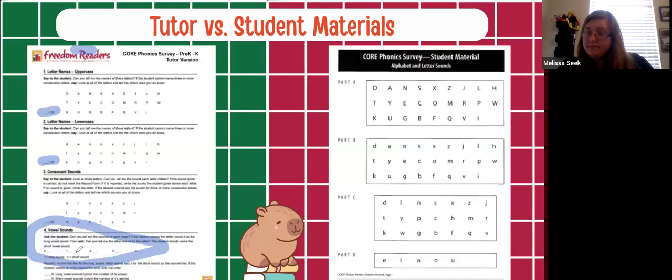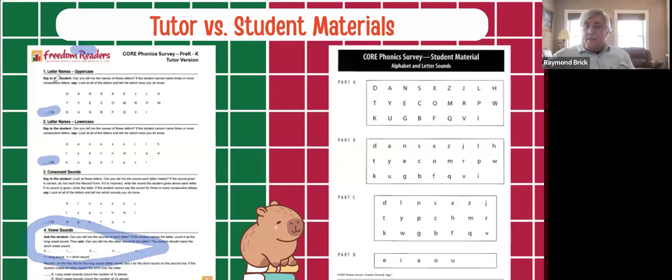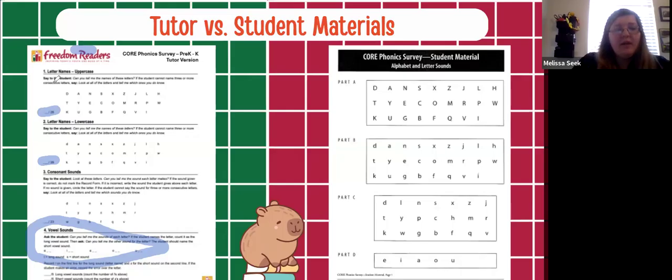If they only say one of them, then they would only get the point for either the long or the short, depending on which one they said. And like I said, this one does not have a time limit. It is self-paced. You can tell within the first section or second section if the scholar is going to be able to complete it. It becomes very apparent at the beginning if they don't know their alphabet yet.